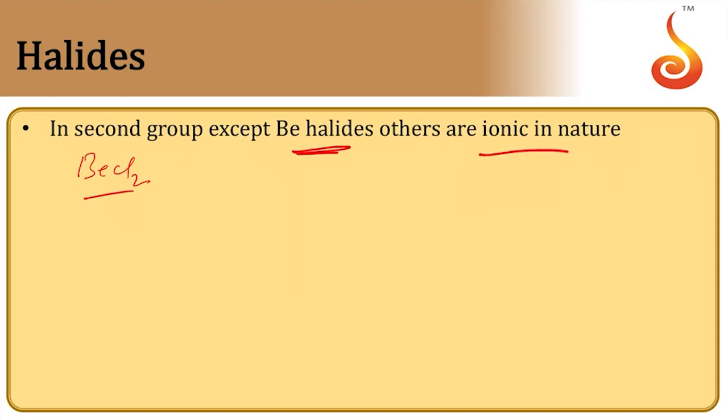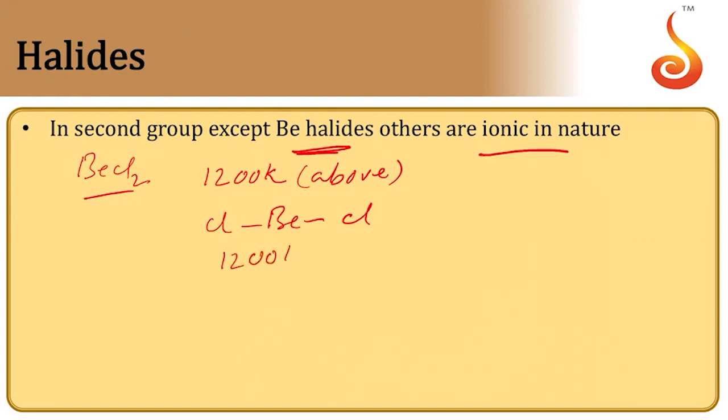When you take BeCl2 in vapor phase above 1200 Kelvin, the molecule exists as a monomer. So beryllium chloride above 1200 Kelvin is in the vapor phase as a monomer. If it is below 1200 Kelvin in vapor phase, it exists as a dimer molecule, a dimeric structure.